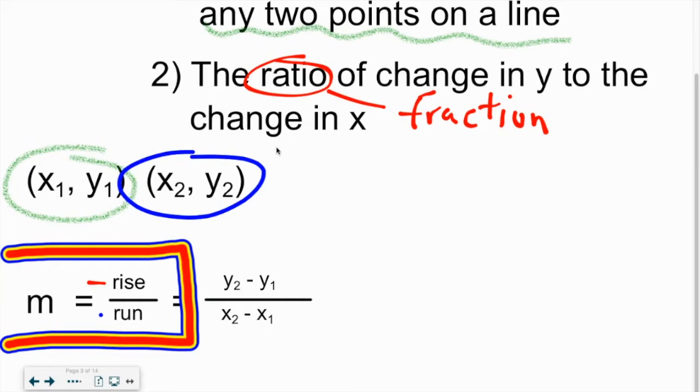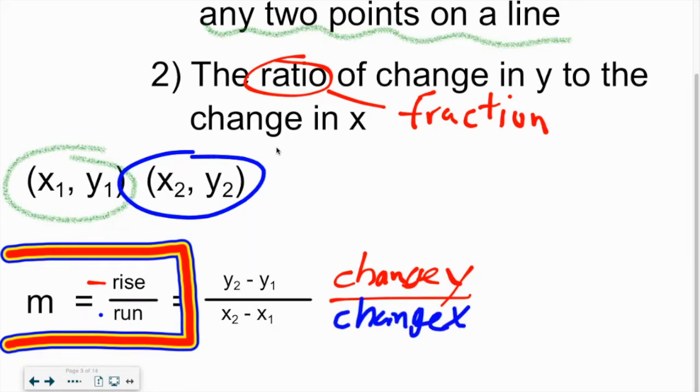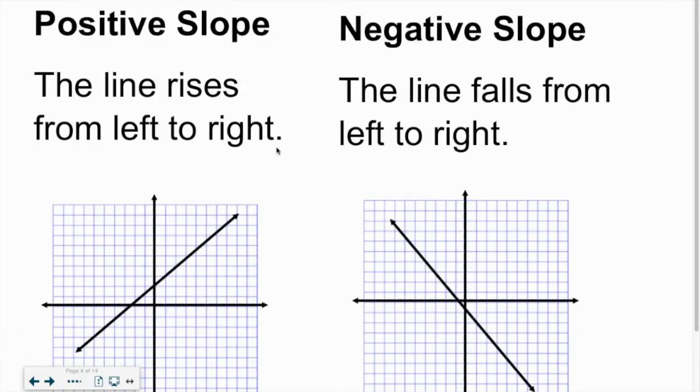Otherwise, you can do this, which is called the change in y, subtracting the y's, over the change in x, subtracting the x values. Just make sure you keep them in order. Here's your second point listed first, and then the first one. Otherwise, we're going to do rise over run. It's going to say define or describe slope. These are what slopes look like, and this is positive slope because it's going up, and negative slope going down.